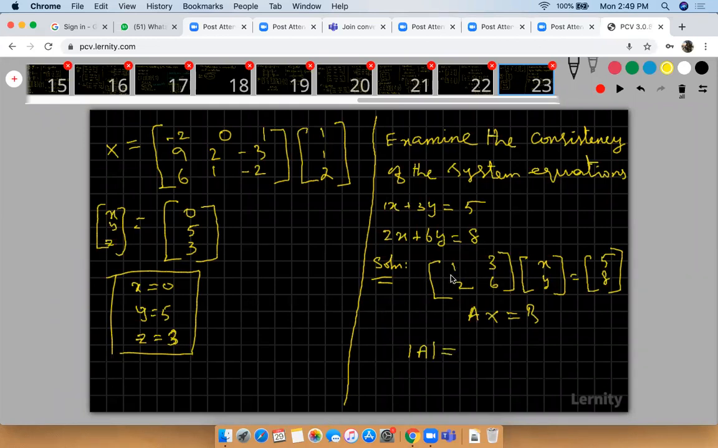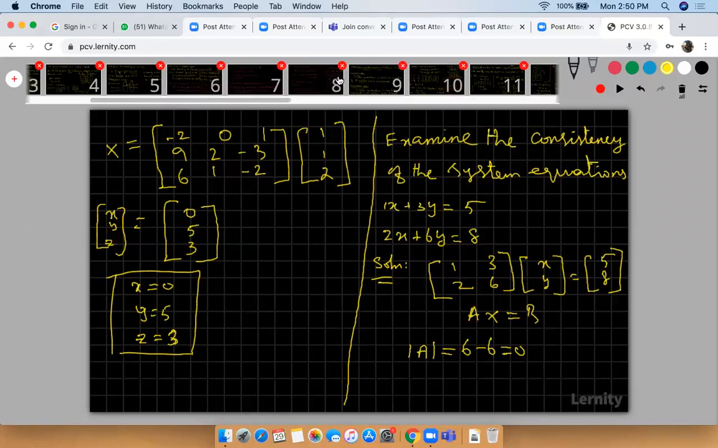First of all, check that determinant of A is not equal to 0. Look at this A. The determinant of A is 1 into 6, 6, minus 2 into 3, 6. So 6 minus 6 is equal to 0. Therefore, determinant of A is equal to 0, which means the matrix is singular. A is singular means we will go to the second case.